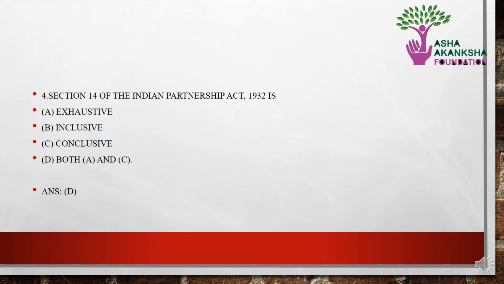The next question is: Section 14 of the Indian Partnership Act 1932 is, options are A, exhaustive, B, inclusive, C, conclusive, or D, both A and C. The correct answer to this question is option D, that is, both A and C. That means Section 14 of the Indian Partnership Act 1932 is both exhaustive and conclusive.